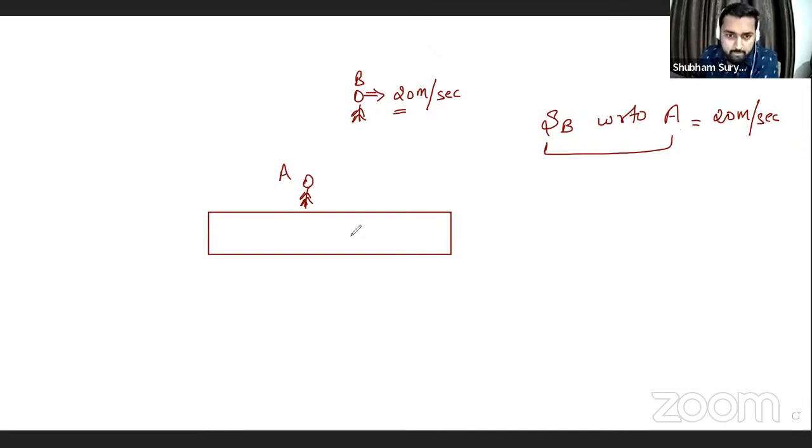ठीक है, similarly if let's say there is a person C over here on the platform itself and he is moving towards right with the speed of 30 meters per second.